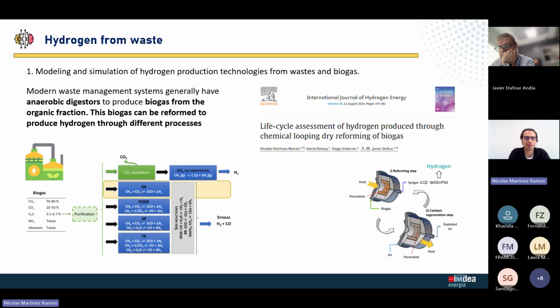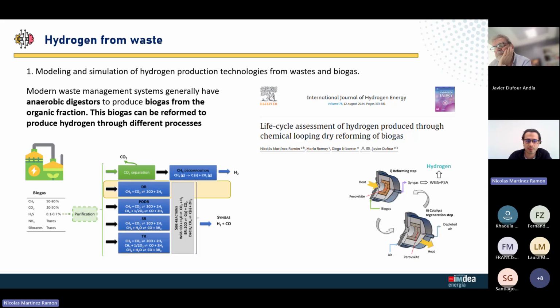Since in this first section we want to focus on the modeling and simulation of the technologies, I'm going to show you a specific case study that we carried out in the project and were able to publish. And it's specific to the dry reforming technology. In this case, we did a life cycle assessment of hydrogen produced through chemical looping dry reforming.